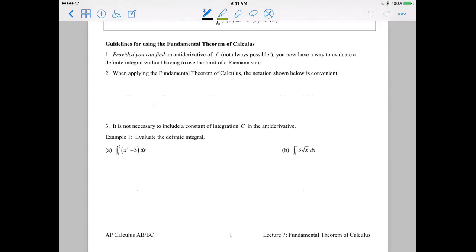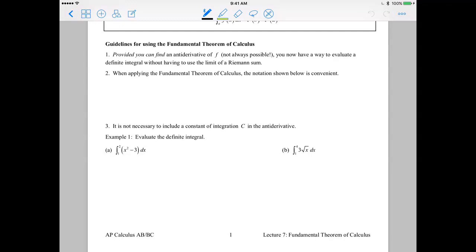Okay, so guidelines for using the fundamental theorem of calculus: provided that you can actually find an antiderivative of f, which is not always possible, you now have a way to evaluate a definite integral without having to calculate that ridiculous sum or a limit that we found in the last lecture.